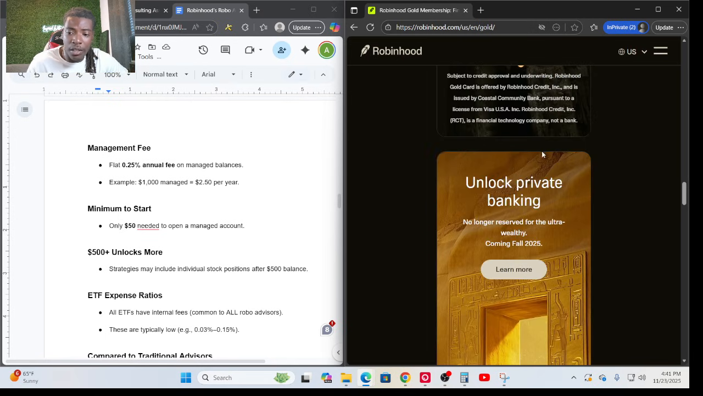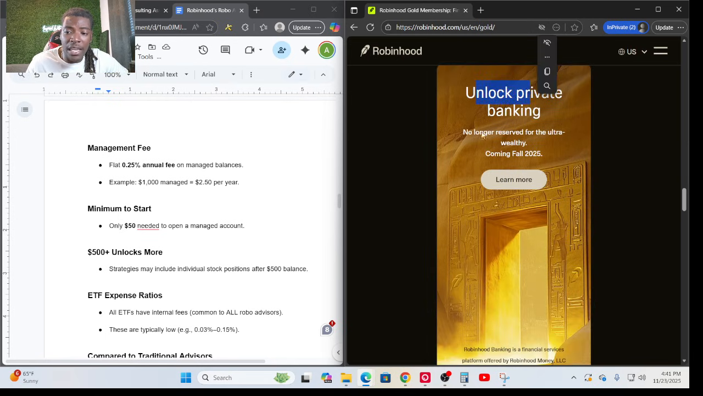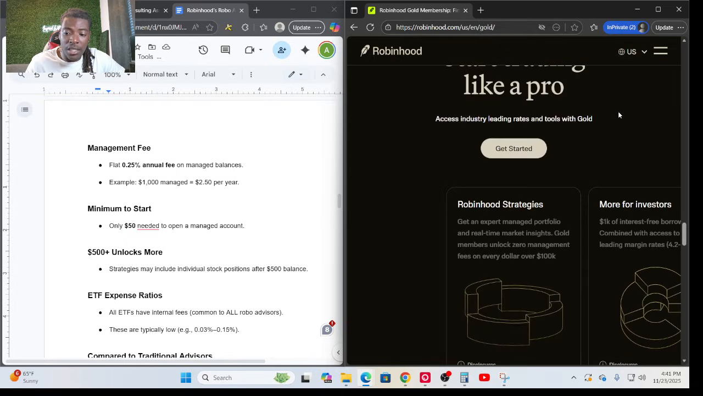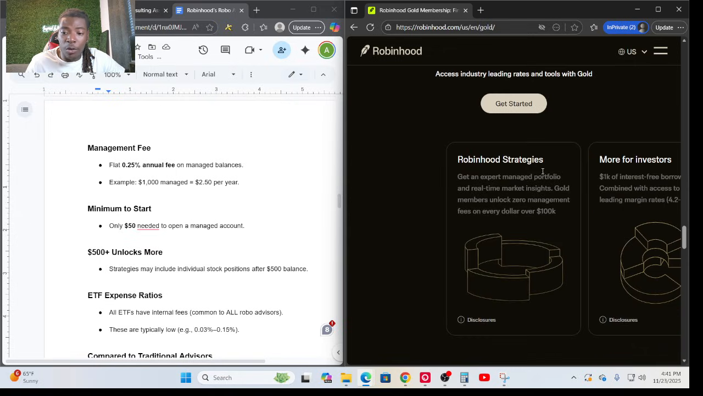I would love the Robinhood Gold card. Unlock private banking, no longer needed for the ultra wealthy. Coming in fall 2025. I'm actually looking forward to this. I don't have it, but I will definitely be using this. Start trading like a pro. You guys can be doing Robinhood strategies, exactly what we're talking about. Get an expert managed portfolio and real-time market insights.